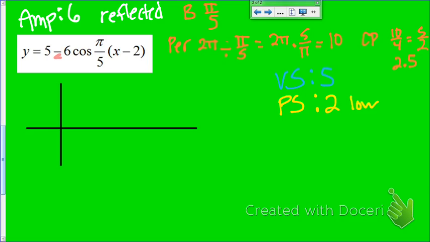So now I'm going to mark my axes. I'm going to start with the y-axis. The first thing I plot is that vertical shift, which is at 5.